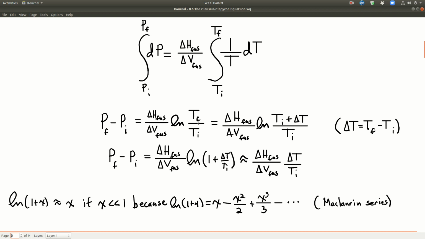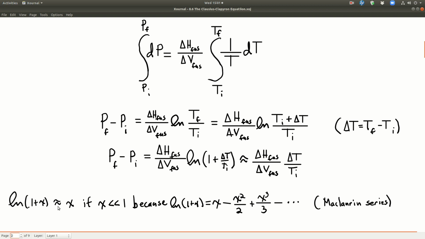And we can write the final temperature as the initial temperature plus some increment, delta T, where delta T is T final minus T initial. And you'll see why that's nice in a moment. Rewriting this a little bit: P final minus P initial equals delta H of fusion over delta V of fusion, times the natural log of 1 plus delta T over T initial. It's fusion because it's a solid-liquid coexistence curve. All I did here was, T initial over T initial is just 1, and then delta T over T initial is this term right here.